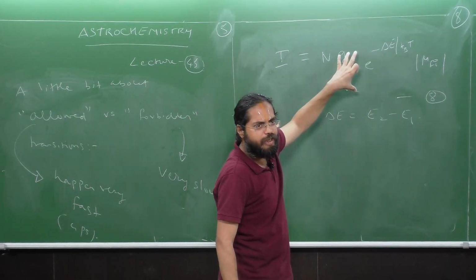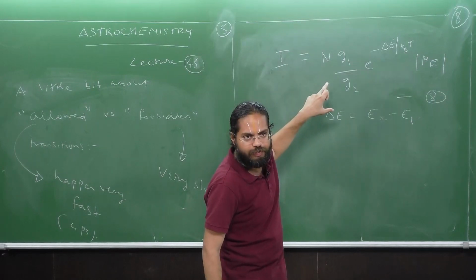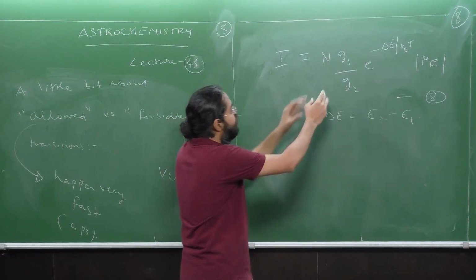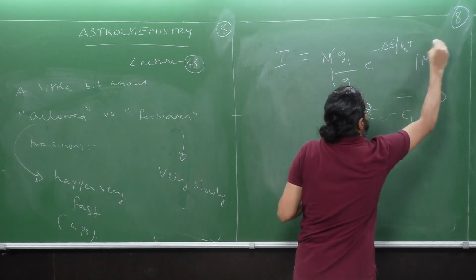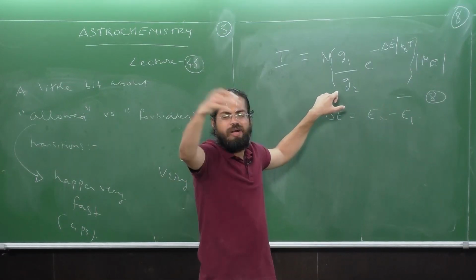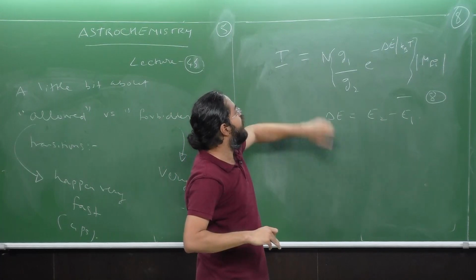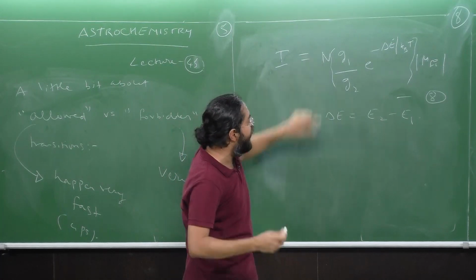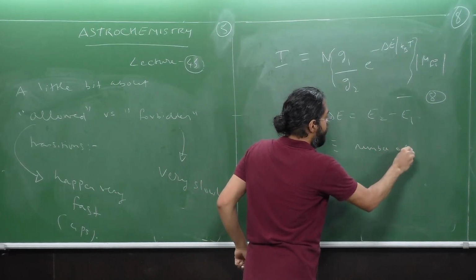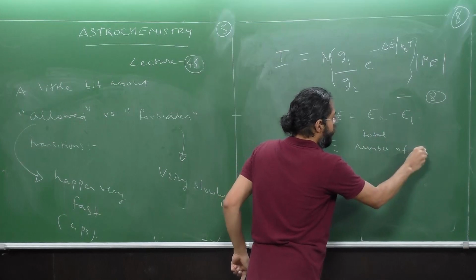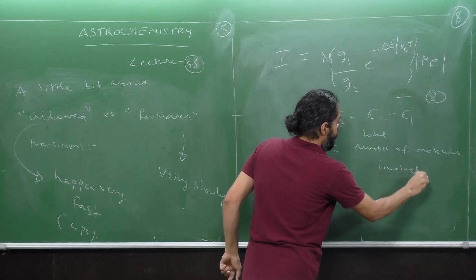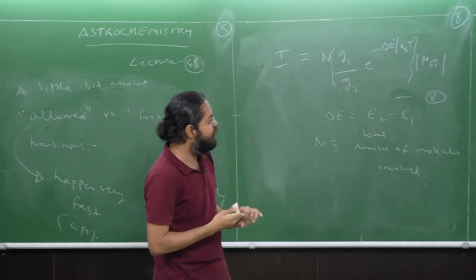So we kind of have an idea. When is this valid? Well, this is valid under local thermal equilibrium conditions, because we saw this expression in the context of local thermal equilibrium, remember? This g1 and g2 are the degeneracies. We explained what degeneracies were a few lectures earlier. And the only term which we didn't discuss so far is N. N is the total number of molecules involved, which is of course going to be a large number.